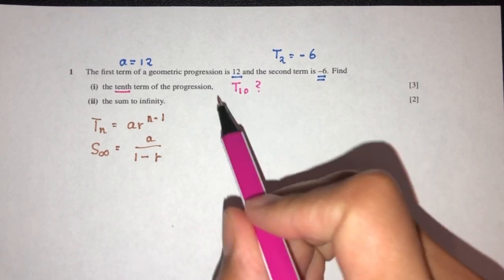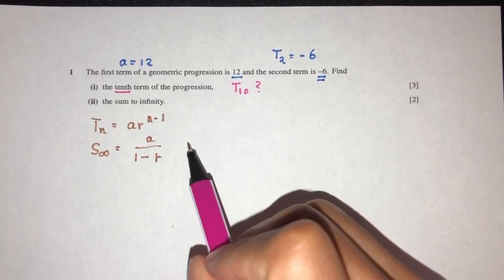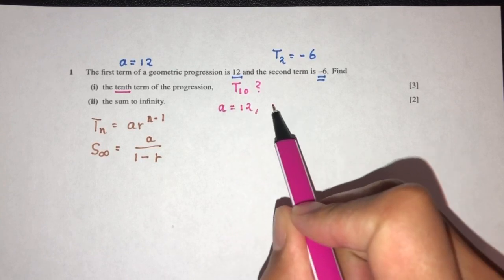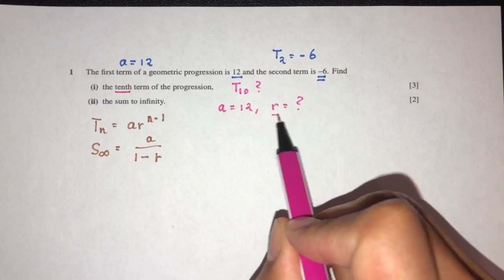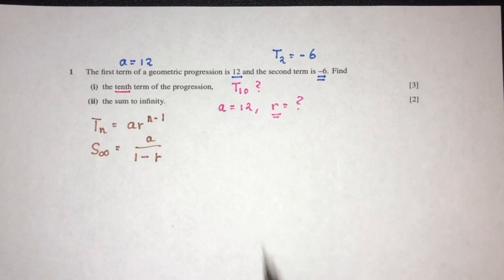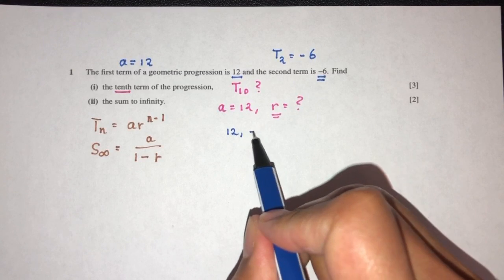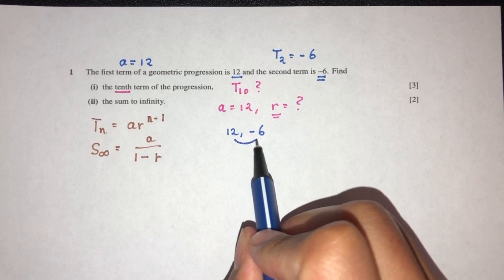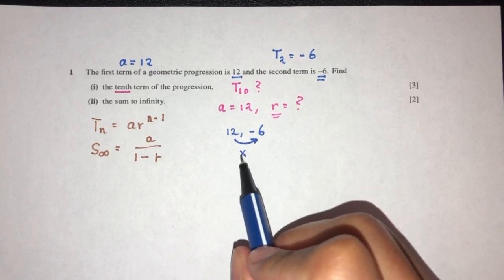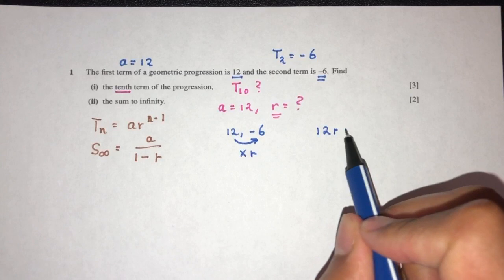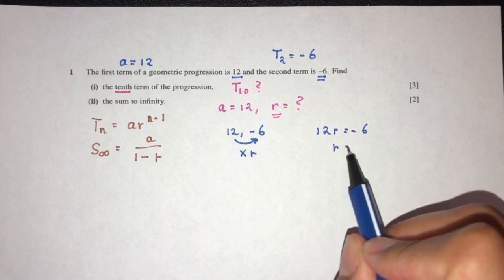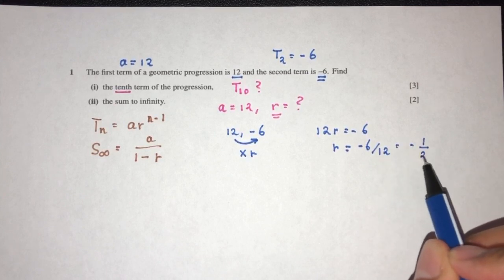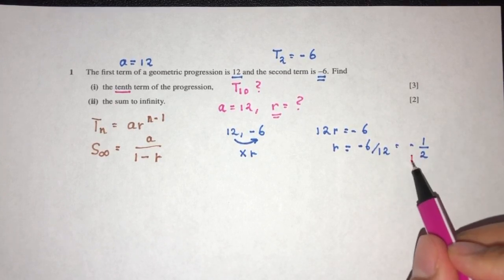Now, let's move on. So we're trying to find the 10th term. We know the value of A is 12, but we don't know the value of R, so we can first find the value of R. So pretty easy. We're given the first term is 12, second term is minus 6. So from the first term to go to the second term, what do we do? We multiply by r. So we know 12r is minus 6. So r should be what? Minus 6 divided by 12, that should be minus half. There you go. So value of r should be minus half.